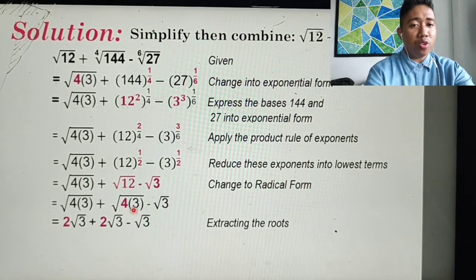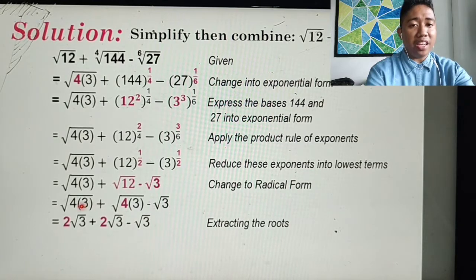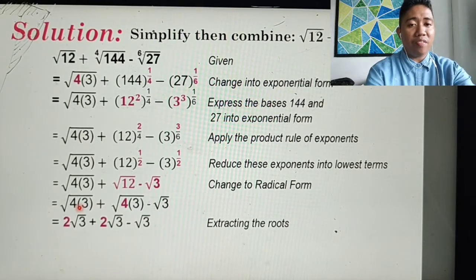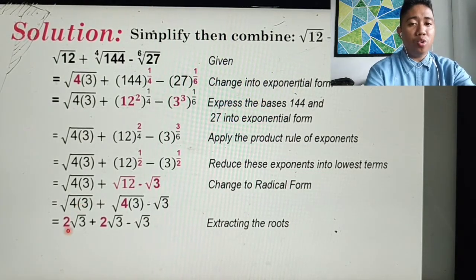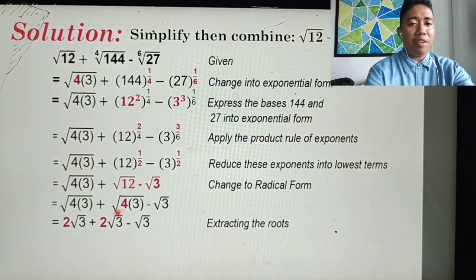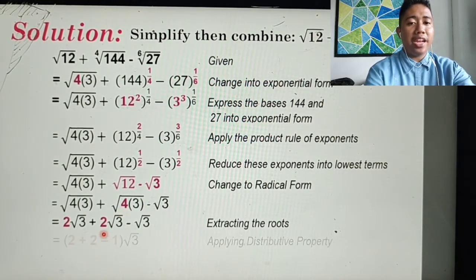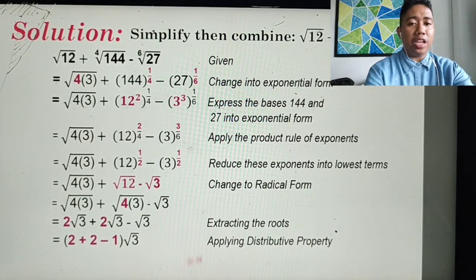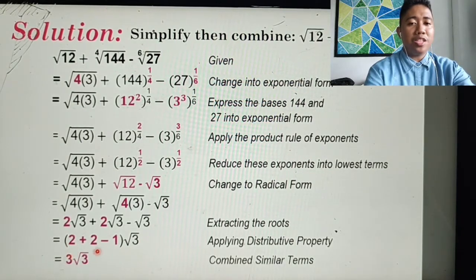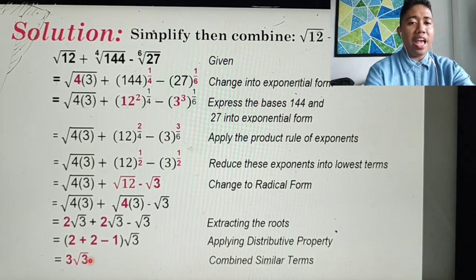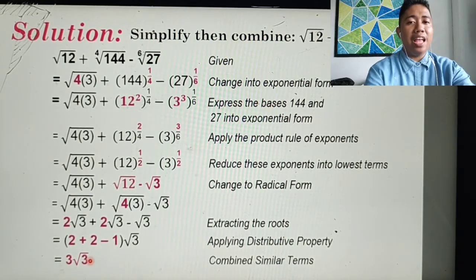The next process is extracting the roots by simplifying the perfect square. The square root of the perfect square 4 is 2, and we have also the same, 2. Then combine it using the distributive property. So 2 plus 2 minus 1 times the square root of 3. We have 2 plus 2, which becomes 4, minus 1, which is 3 square root of 3. And that is our final answer.